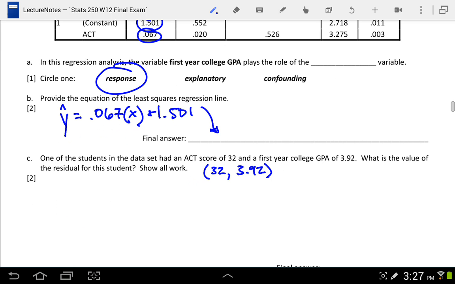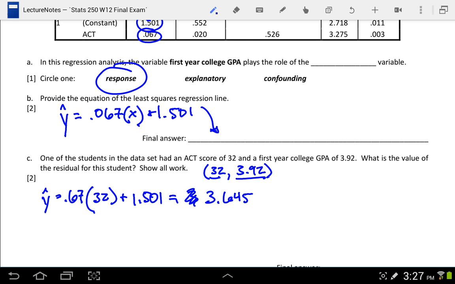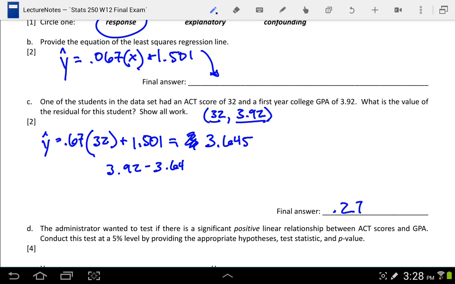So the observed y was 3.92, so I've already got that. Now I need to figure out what my predicted y was, and so my y hat for that person would be 0.067 times their x value of 32 plus 1.501. And if I go ahead and plug that into a calculator, I should get 3.645. Okay, and if my residual is actual or observed minus predicted, then that would be 3.92 minus 3.645, which gives me a final answer of 0.275.